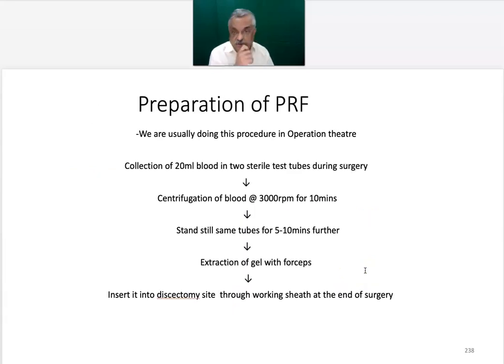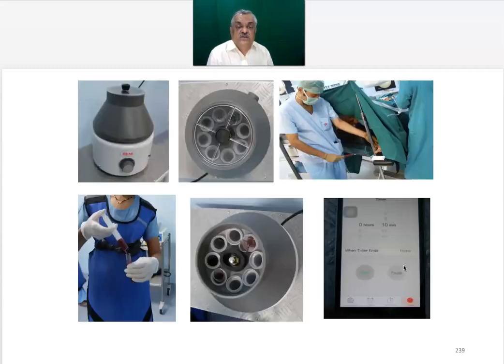Now, how do we prepare it? We usually do this in the operative theater itself. Normally, we take around 15 to 20 cc of blood in two sterile tubes, 10 cc each, and we centrifuge it at 3000 RPM for 10 minutes in the doctor's centrifuge, which costs about $100. We allow the tubes to stand for 10 minutes further, and this is what gives us the PRF plug. Then we take out this PRF plug with a forceps and insert it into the discectomy site or the endoscopy site by putting it through the working sheath or the working cannula.